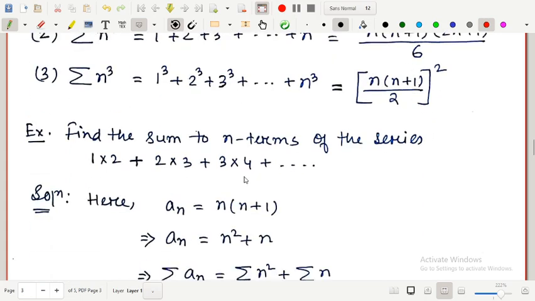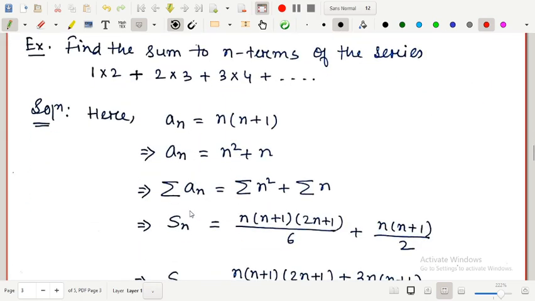Now, using these three formulas, I am going to discuss the sum. Okay. So, let's see it. Find the sum to n terms of the series 1 into 2 plus 2 into 3 plus 3 into 4 plus dot dot dot. We want to find the sum of this series up to n terms. Again, I am saying I am discussing this problem also to discuss the next topic. Okay. So, we have to find the sum to n terms of the series 1 into 2 plus 2 into 3 plus 3 into 4 up to n terms.